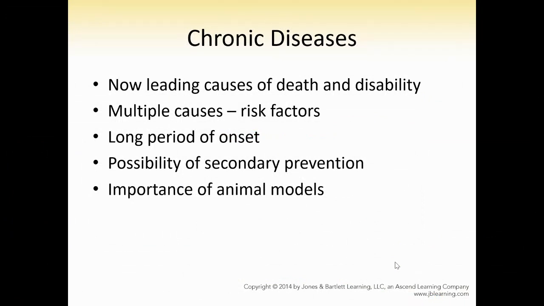Chronic diseases are now the leading cause of death and disability in the US, and there are multiple causes or risk factors. It generally takes a long period of time to come about. There is this idea of secondary prevention. So if you recall, primary prevention is before it's even a problem. So in preventing cardiovascular disease, perhaps the prevention is to eat a healthy diet, to exercise regularly, and so forth.